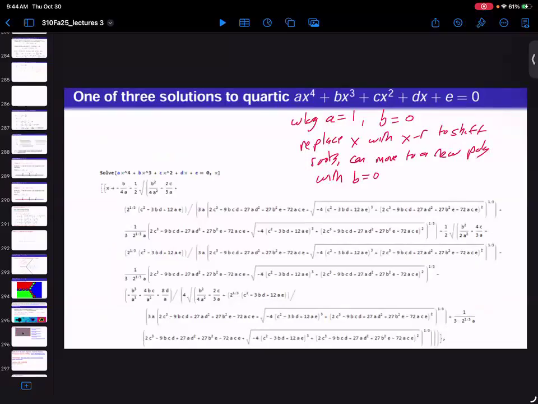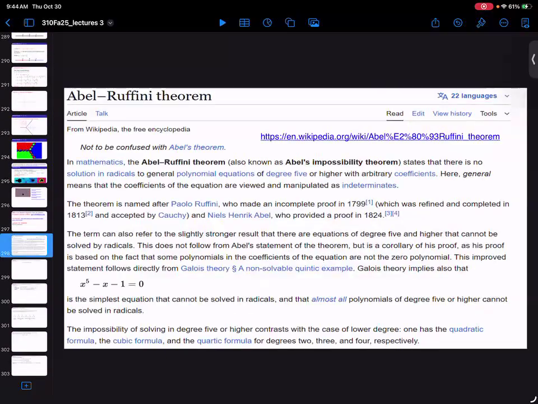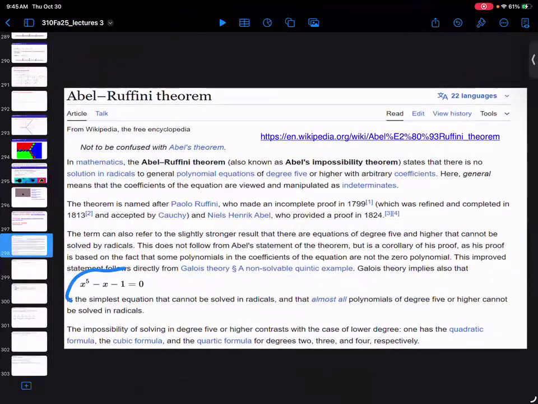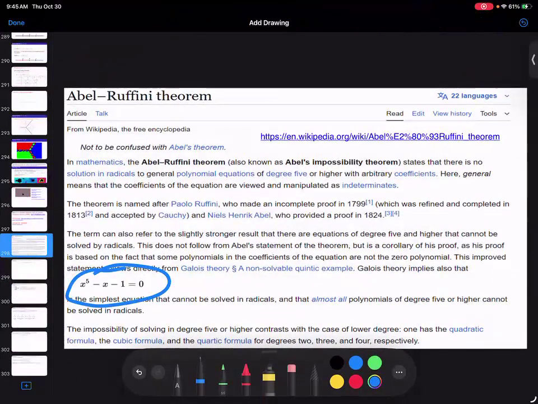Unfortunately, in general, we don't have closed form expressions like that. The theorem is that once you have a general polynomial of degree 5, you can't write down the roots explicitly in terms of what we discussed. For a specific example, you can use x to the 5th minus x minus 1. That's a great example.